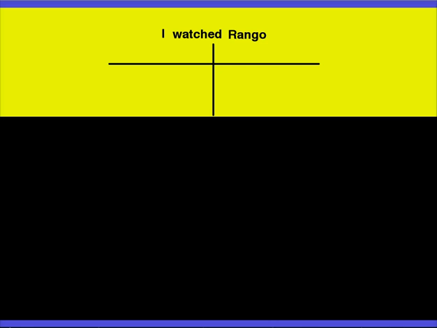Now, using your T-chart and your notes and those questions, let's analyze some sentences. The first one is, I watched Rango. Well, what happened? What's the verb? That's right, watched. Watched what? Watched Rango. Now let's find the subject. Who or what did that watching? I did. And in this particular sentence, we don't have any describing words under the line.